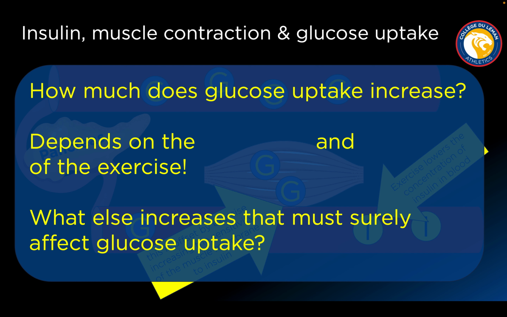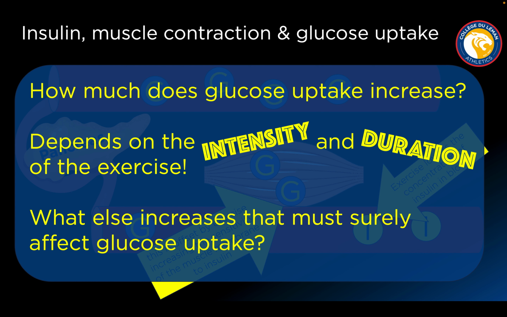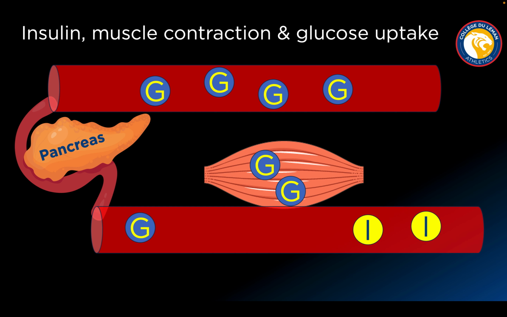So, how much does glucose uptake increase? There's a question. Well, it's going to depend, isn't it? What is it going to depend on? Something about the exercise. Two fairly obvious things: the intensity of the exercise and the duration of the exercise. The more intense and the longer it's going on for, the more glucose uptake is going to have to increase. What else will surely affect glucose uptake? What else is happening once we start to exercise? Our blood flow is increasing. So of course there's going to be more glucose getting across there.